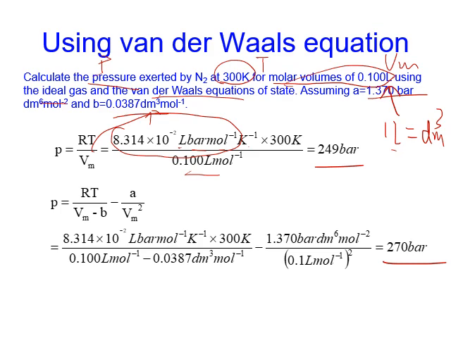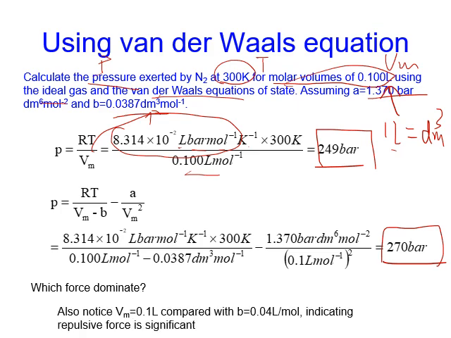So compared to the ideal gas, the pressure is 270 compared to 249. So the pressure is greater than the ideal gas, and that indicates the repulsive force dominates. Because if it were attractive force, then you could expect the pressure to be reduced due to the attractive force. The fact that it's greater than the ideal gas pressure means repulsive force dominates.